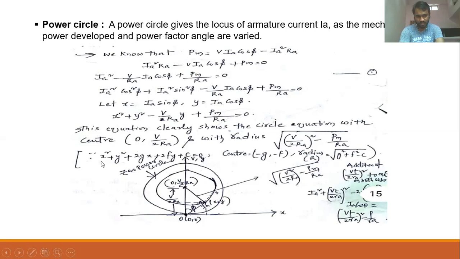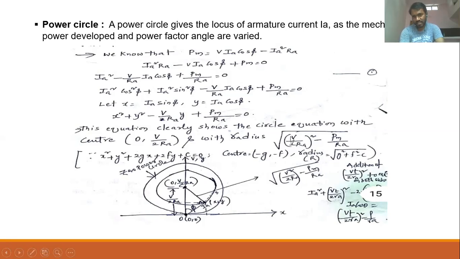If I assume x square plus y square plus 2gx plus 2fy plus c equals 0, with an equation like this, then the center of the circle will be minus g and minus f. As we don't have any x term here, minus g will be 0, and as we have a y term here, this V by 2 RA will be the y term. The center will be obtained as 0 comma V by 2 RA, and the radius formula is: radius equals square root of g square plus f square minus c.